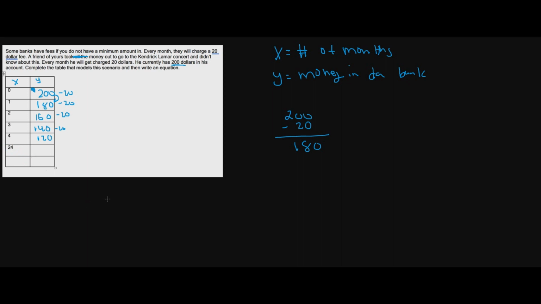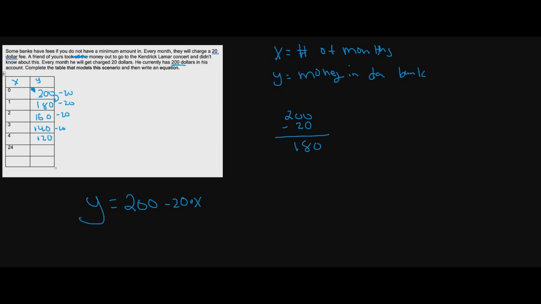Well, we just write this out. We know Y represents the total money in the bank. Okay, Y equals, how much did he start with? Well, he started with 200. And then what's going to happen? What's our constant rate of change? What's happening here every single time? Well, my friends, we're subtracting by 20. So we're decreasing by 20 every single month. So since X represents a number of months, well, negative 20 times X.